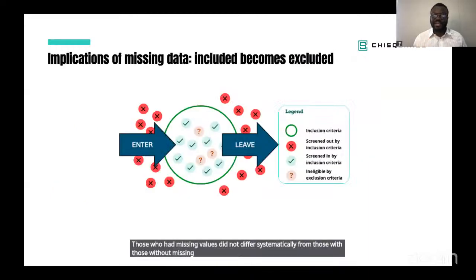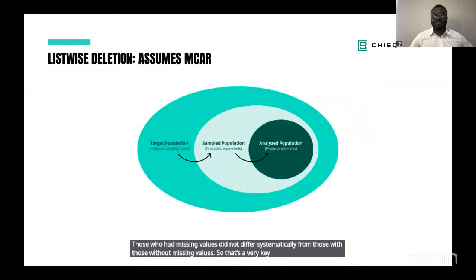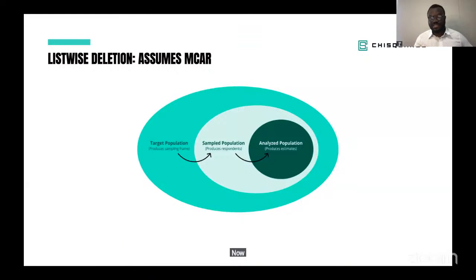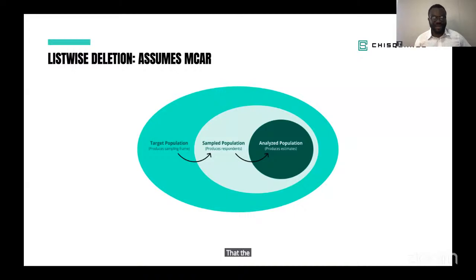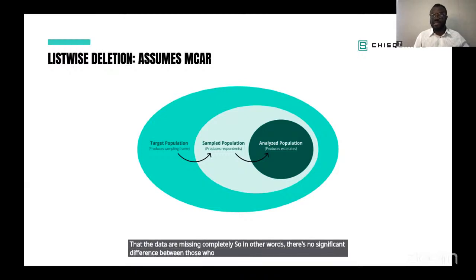So that's a very key assumption we want to keep in mind. Now, when you do listwise deletion in your analysis, remember we've established from the previous weeks that the core assumption of listwise deletion is MCAR, that the data are missing completely at random. So in other words, there is no significant difference between those who left and those who did not leave.